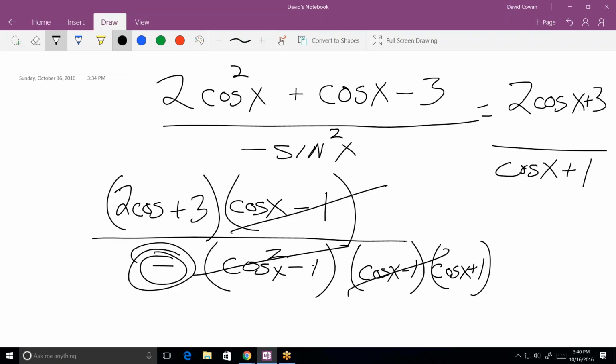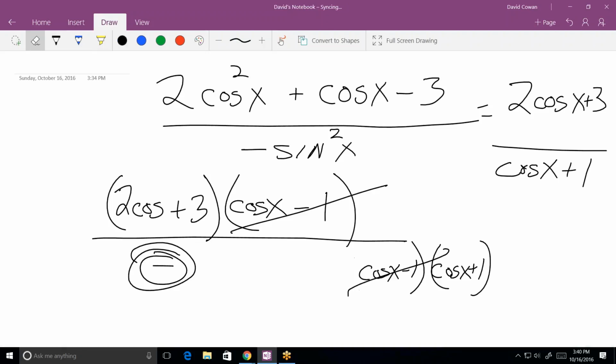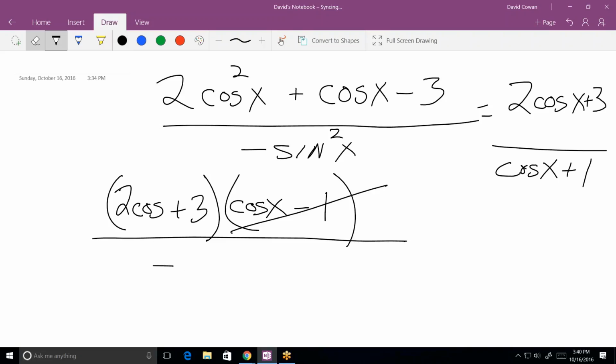All right, let's go back and revisit sine squared. Ah, I see what's happened now. We didn't put the right identity in for that. My bad. Sine squared plus cosine squared equals 1. Therefore, sine squared equals 1 minus cosine squared.